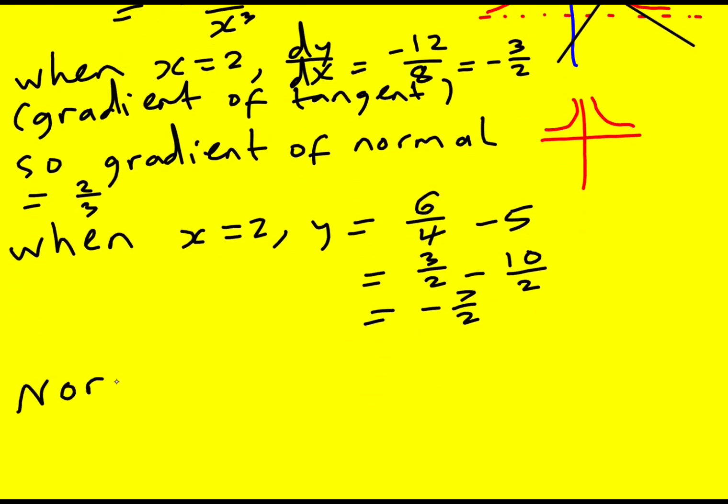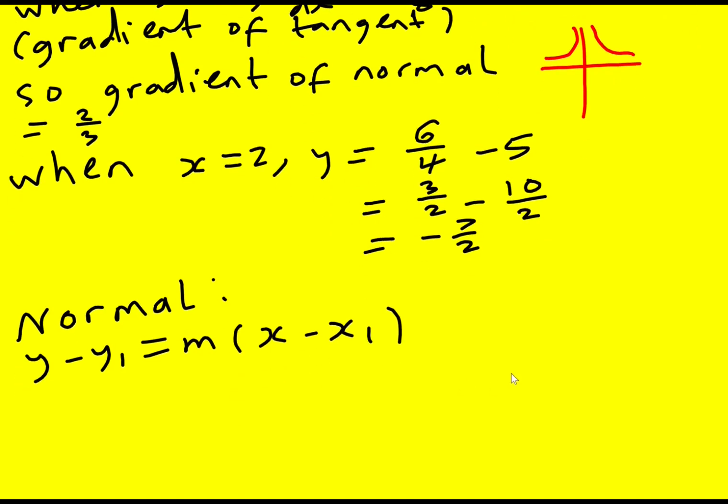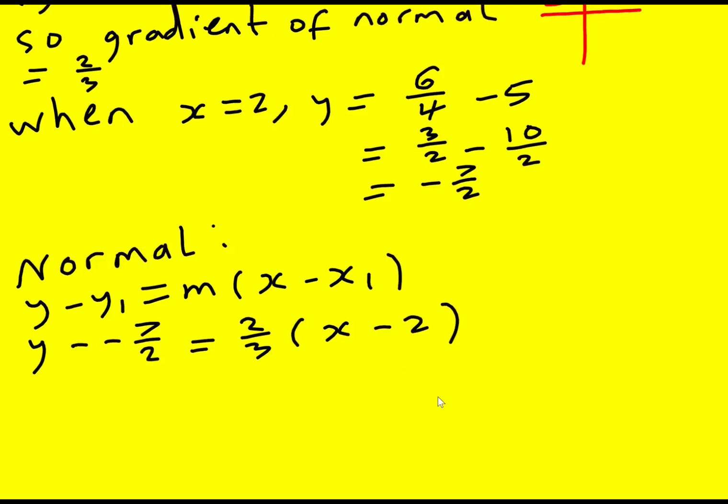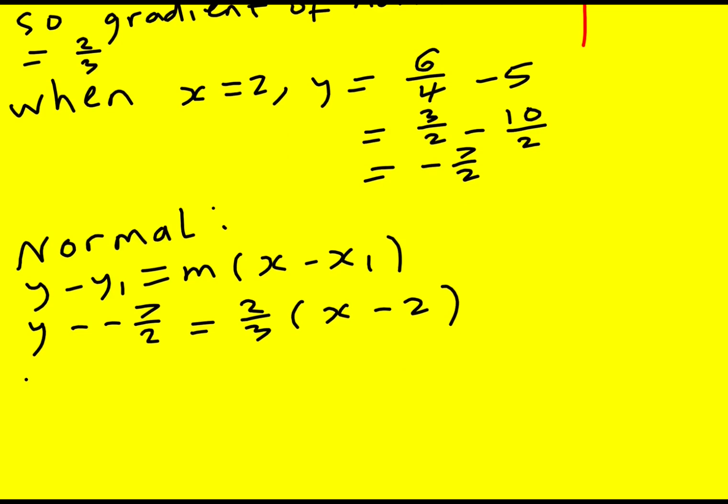Now let's look at the equation. It's best to use y minus y1 is equal to m times x minus x1. This is point gradient form. It just allows us to substitute these points in. So y minus minus 7 over 2 is equal to 2 over 3 times x minus 2. I'm just going to change this around so it's a plus.